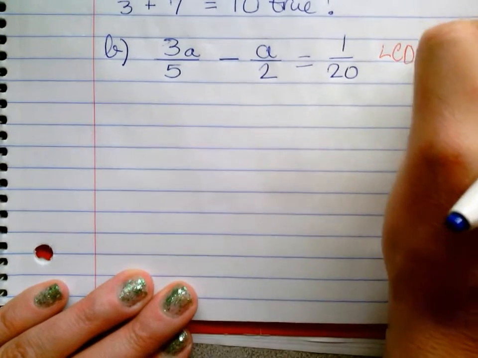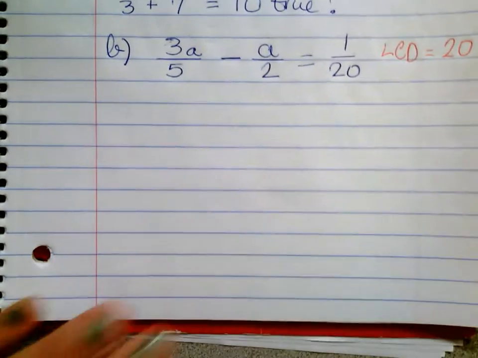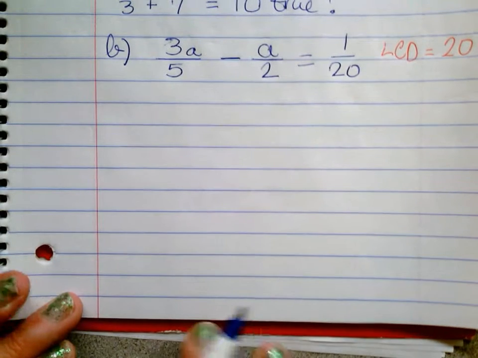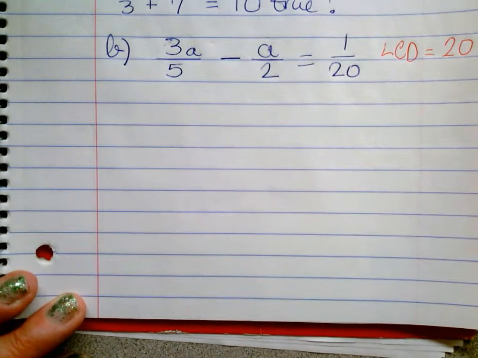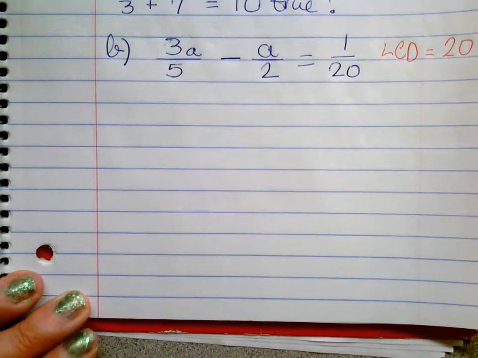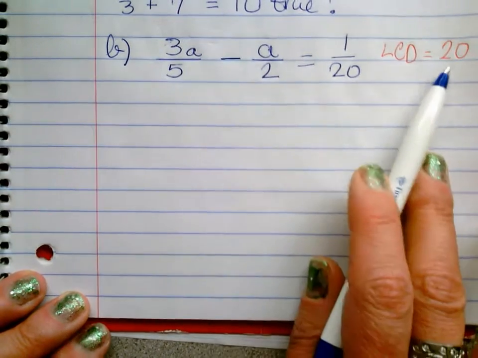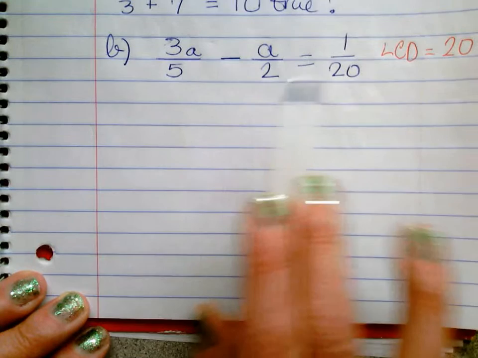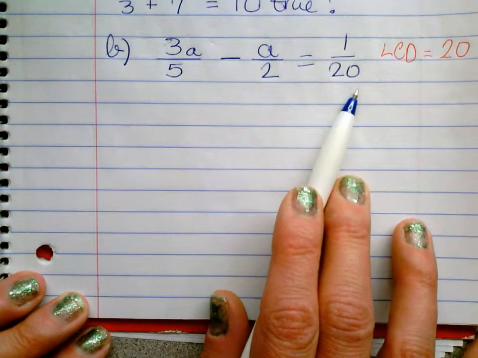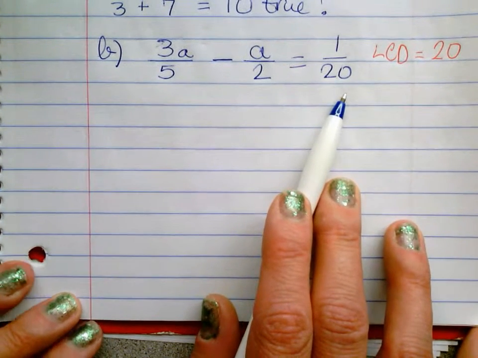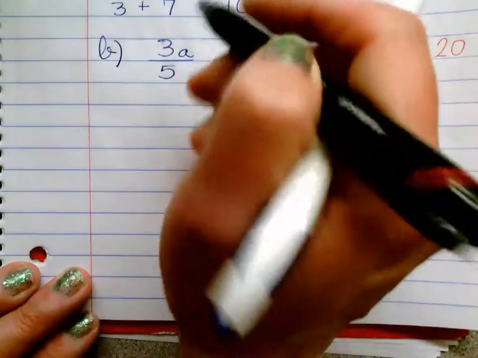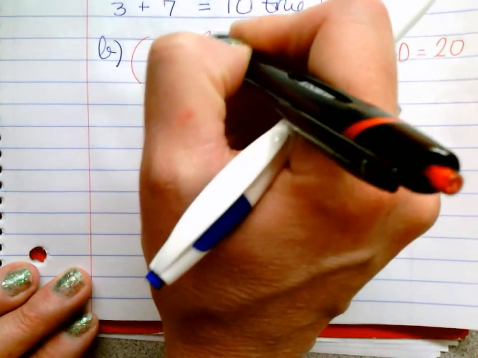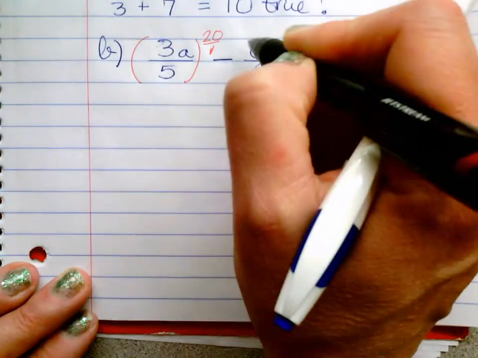Yep. You bet. And if you didn't recognize that, you could prime factor each one and take the largest power of anything showing. Okay? To find the lowest common denominator, prime factor each item and take the largest power of any factor that exists. We know it's 20 though, and that's awesome. So we're going to multiply both pieces by 20 over 1.